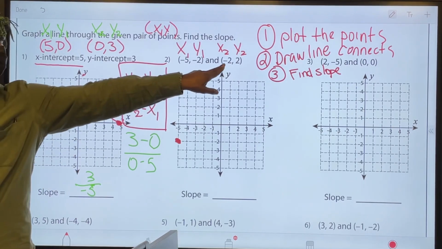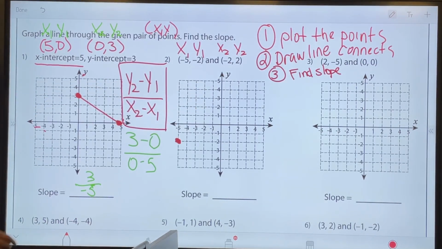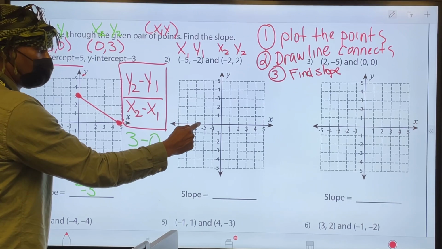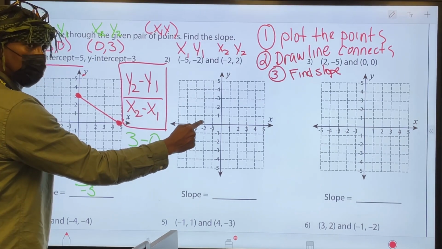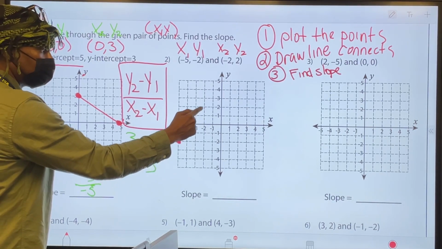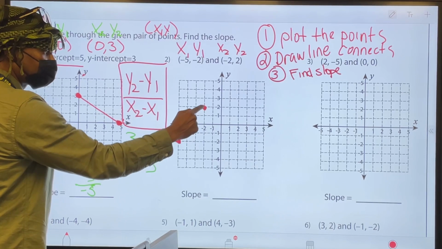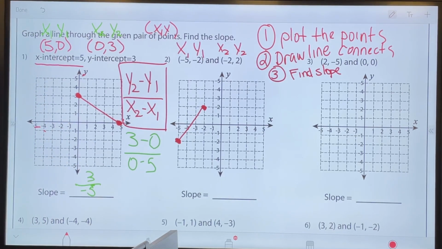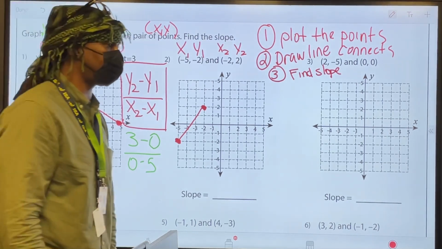Where's the second point start at? Negative 2, and I gotta go where? Down or up? Up to 2, so there's negative 2 and 2. Connect that line. Now I have the line connected.